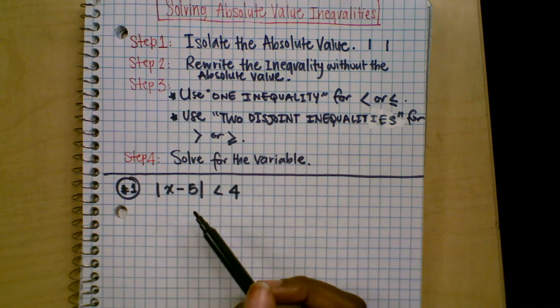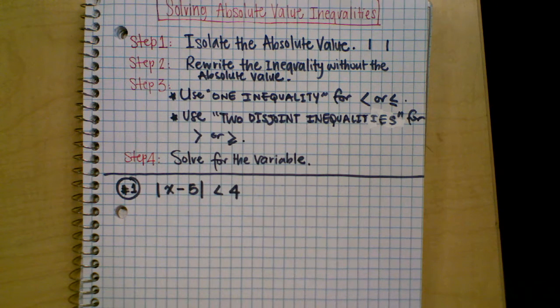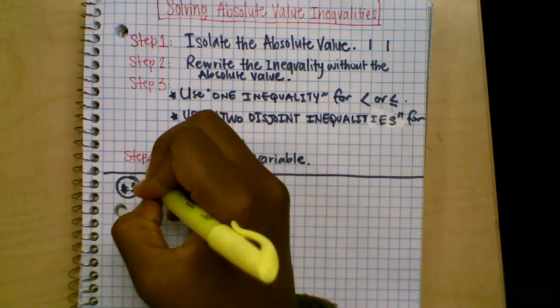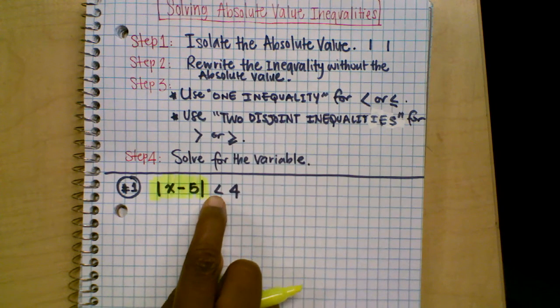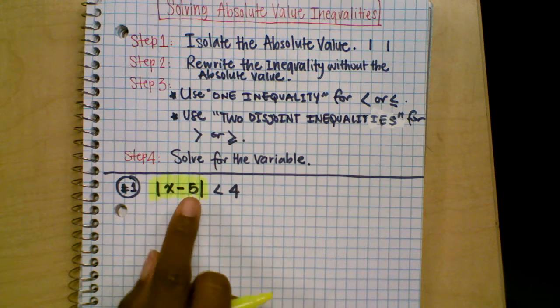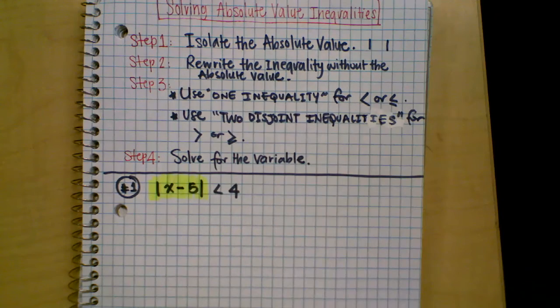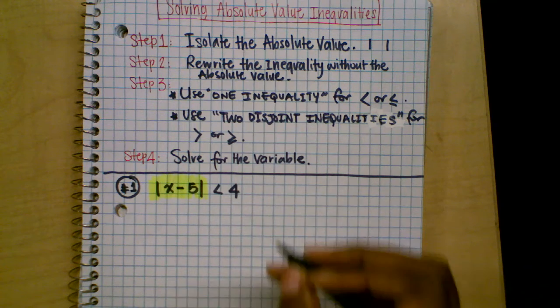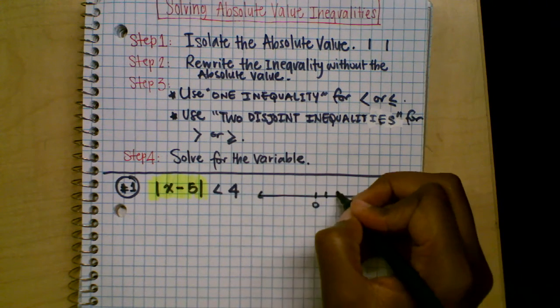Remember, step one is to isolate the absolute value. Is the absolute value already isolated? Yes, the absolute value is all by itself, so I don't need to isolate it. Now, if you notice, the inequality is less than. Absolute value means a distance from 0, so you want to find a number that has a distance of less than 4. As I explained, if I was supposed to draw a number line, right?